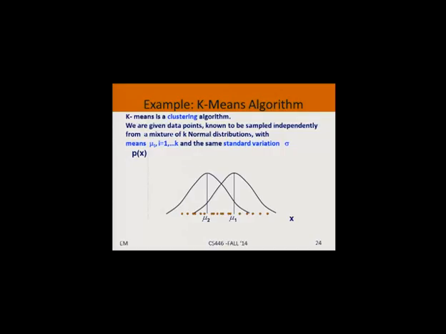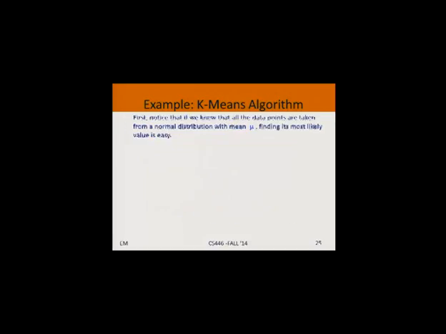So this is the problem we have. We're given data points. We know that they are sampled independently from a mixture of k normal distributions. So k is fixed for us. And we know that the means are mu i. I'm assuming now, to keep it simpler, that all of them have the same sigma. And the question is, eventually you want to make predictions, for example. So given a data point, you want to know which mu it corresponds to.